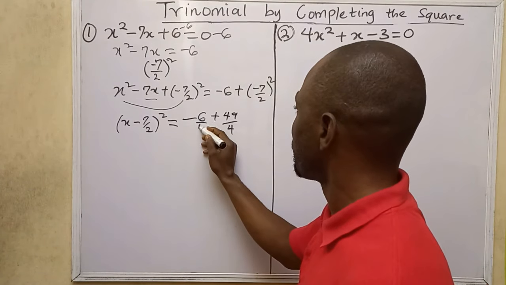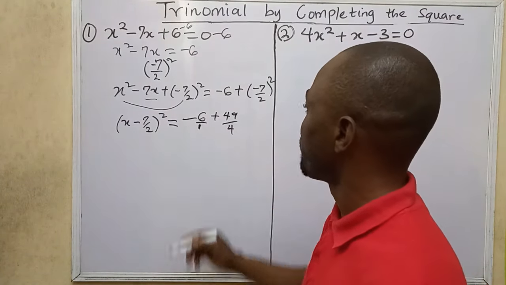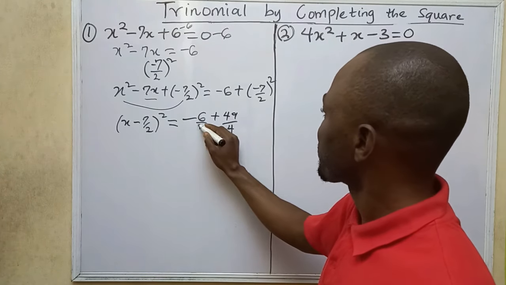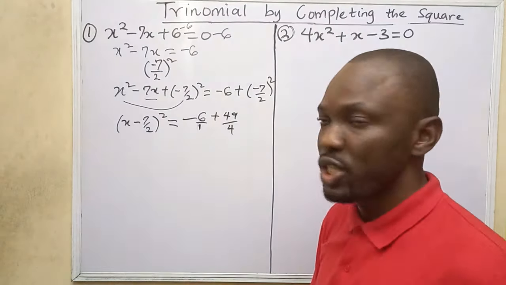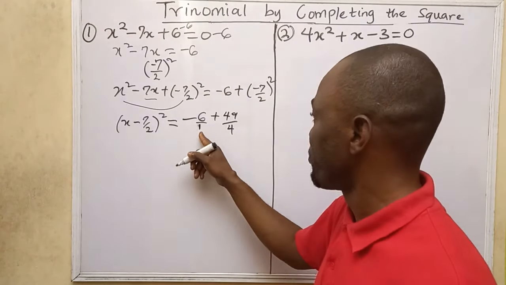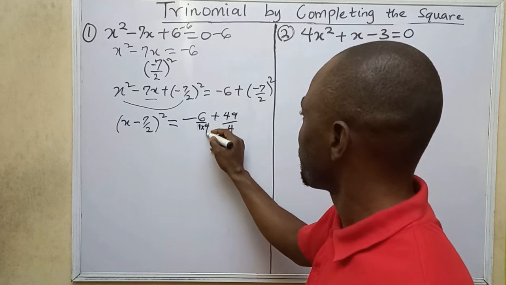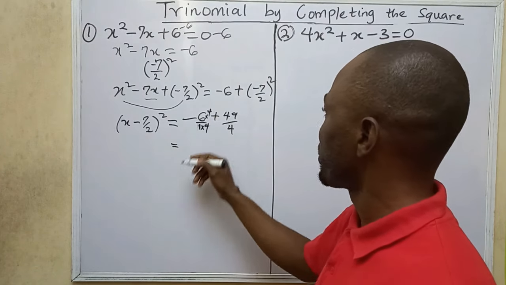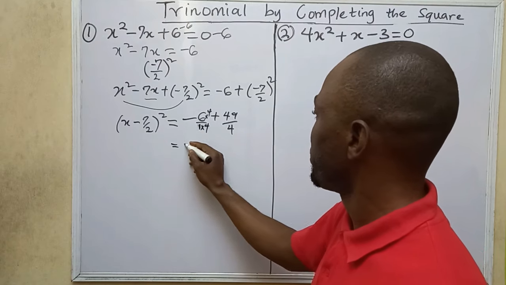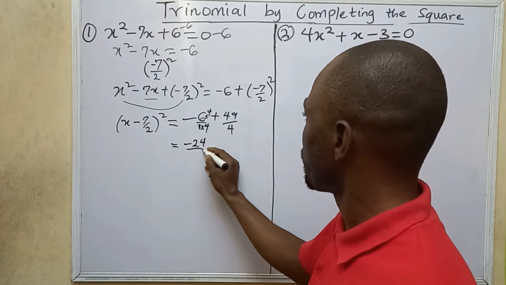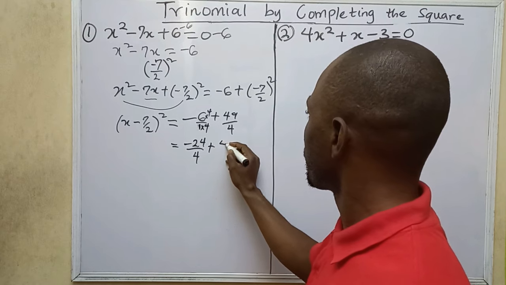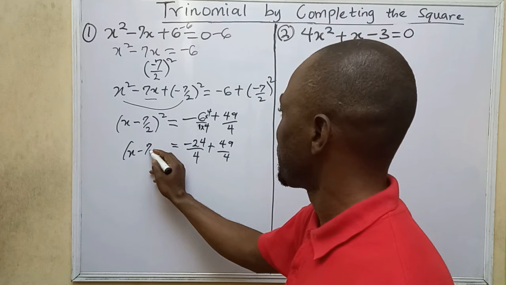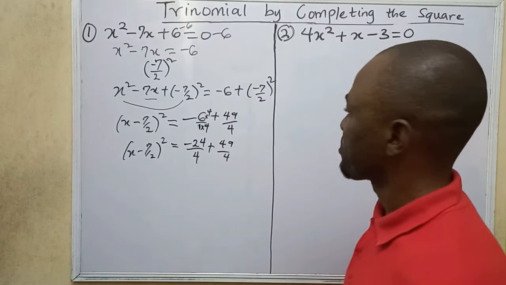Let me assume this is over 1, because minus 6 divided by 1 gives me minus 6. Because I want them to have a common denominator, I want this denominator to also be 4. So I multiply this by 4 and I multiply this by 4. My new expression here will be minus 6 times 4, which is minus 24 over 4, plus 49 over 4. So this is x minus 7/2 all squared.